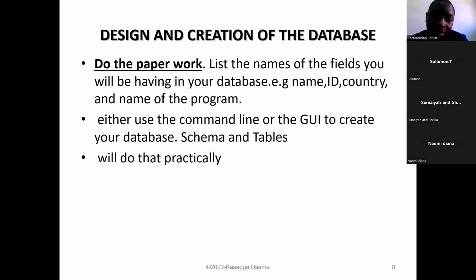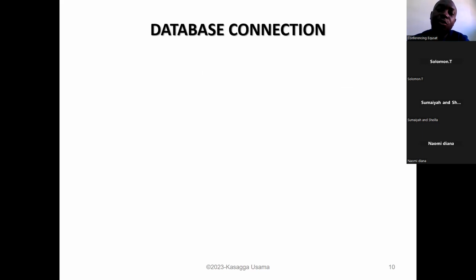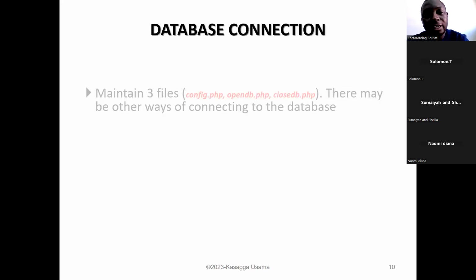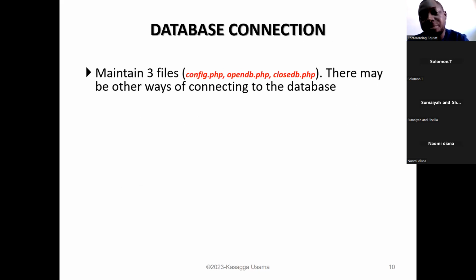So after doing it practically, it is going to bring us the concept of how we connect databases. So connection of databases. What is the process that you go through to connect to the databases? There are 3 files which are very important according to what I prepared for you. We have the configuration file, the opening file, and the closing file. Those 3 files are very important when you're creating the connection between your page and the database. So these are ways of connection.